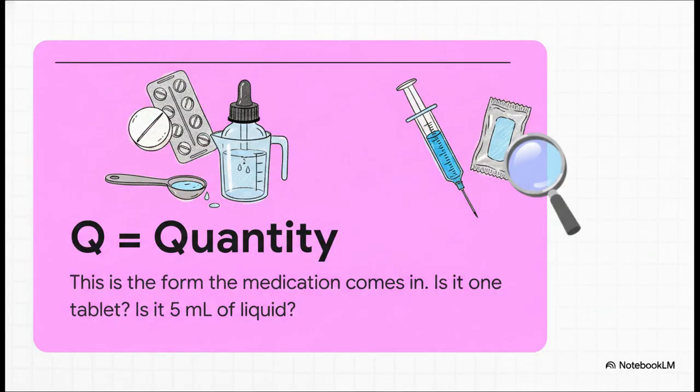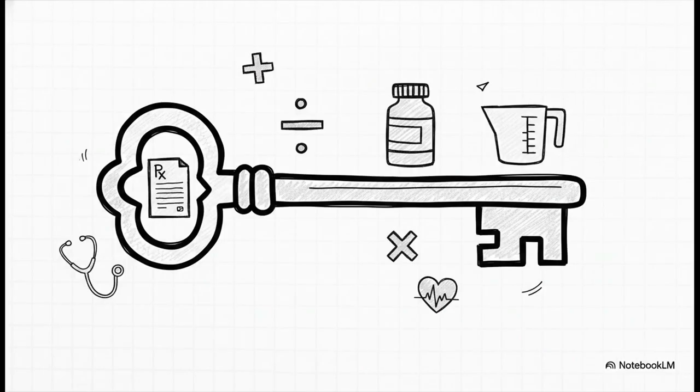And finally, we have Q for quantity. Now, this is just the form the drug comes in. You can think of it like the vehicle it's delivered in. So, is it 1 tablet? Is it 5 milliliters of a liquid? Whatever that form is, that's your Q. So let's put it all together now. The mantra you need to burn into your brain is this: what the doctor's order says, your desired, divided by what you have on hand, times the quantity it comes in. This formula, right here, is your key.